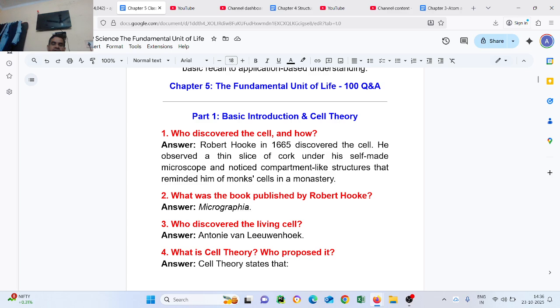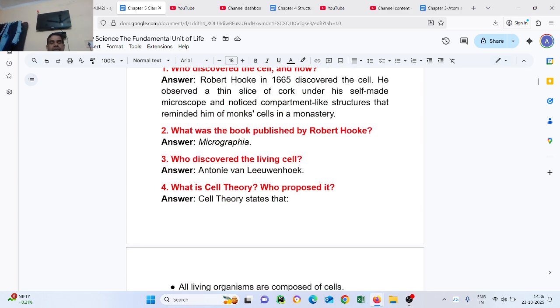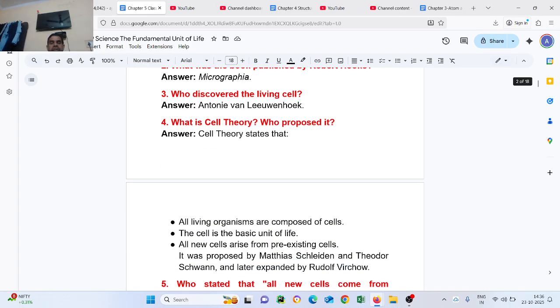Antonie van Leeuwenhoek. Question number 4. What is the cell theory? Who proposed it? Cell theory states that all living organisms are composed of cells. The cell is the basic unit of life. All new cells arise from pre-existing cells. It was proposed by Matthias Schleiden and Theodor Schwann and later expanded by Rudolf Virchow.